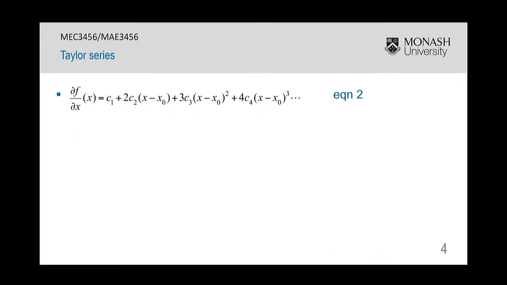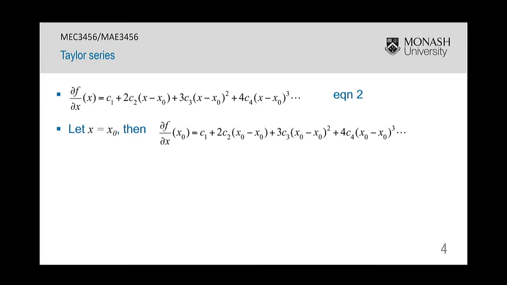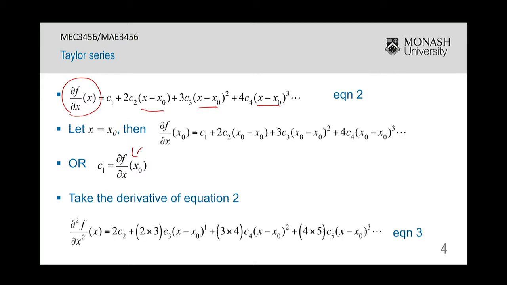So we've just rewritten equation 2 at the top here. Let's let x equal x0. And we can see then that the left-hand side is df dx at x0 is equal to, again, all of these terms are going to drop out. And therefore, c1 is equal to df dx evaluated at x0. And remember, the basic assumption, our starting assumption, was we knew what the function and all its derivatives were at this point. So we now know what c1 is equal to.